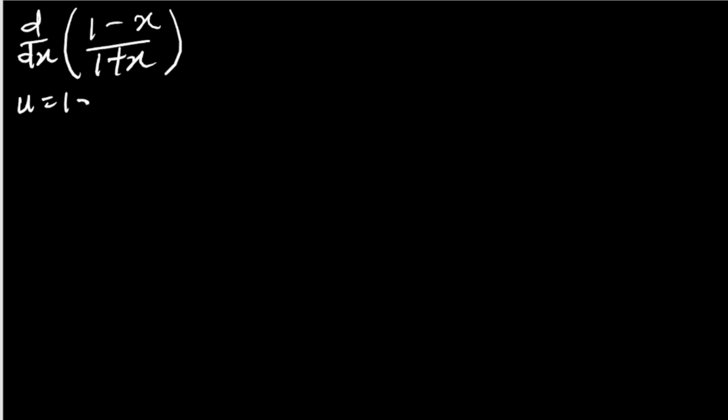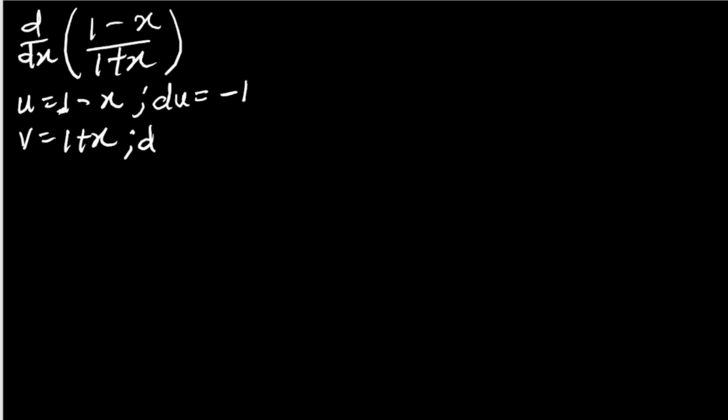Now, u will be 1 minus x, which is the upper part, and the v will be 1 plus x. Now, we need to differentiate u with respect to x, which will give us minus 1. Because looking at this, differentiating 1 will give us 0, that is a constant, and differentiating x will give us 1. But this minus sign you're seeing there makes it minus 1.